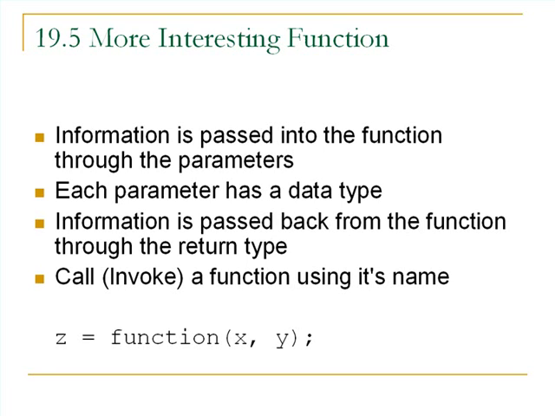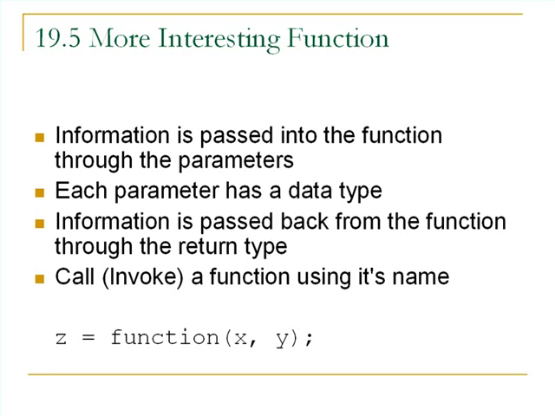You pass information into the function through the parameters. And each of the parameters has a data type. So in our small function called cube, we had one function and one parameter, and its data type was int. So that was the information that main was passing into the function.